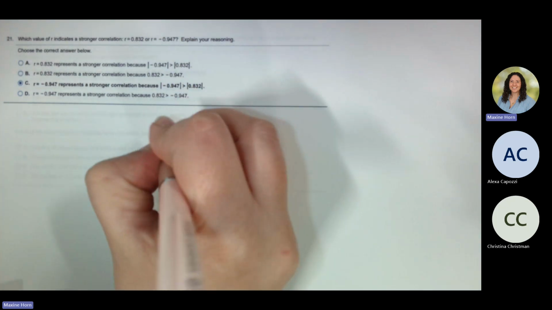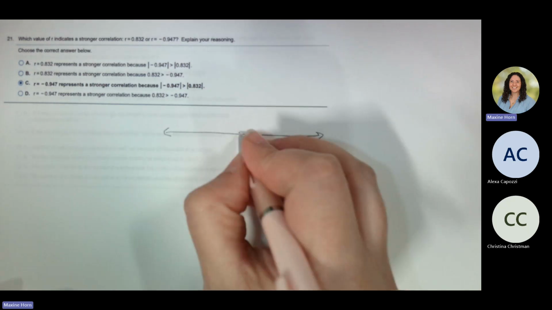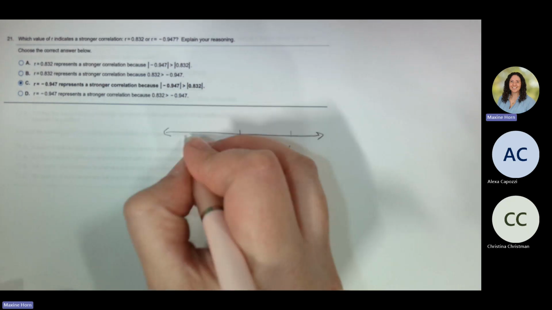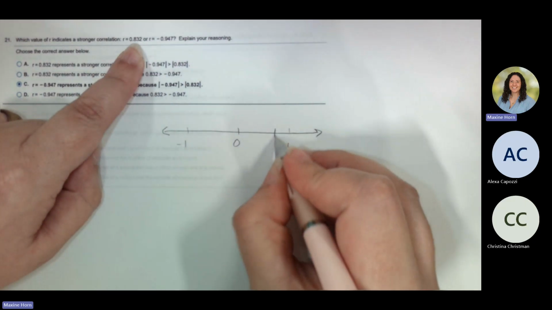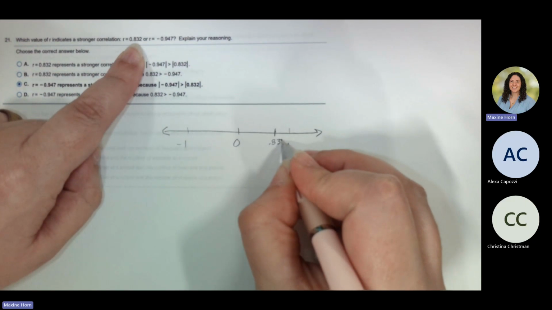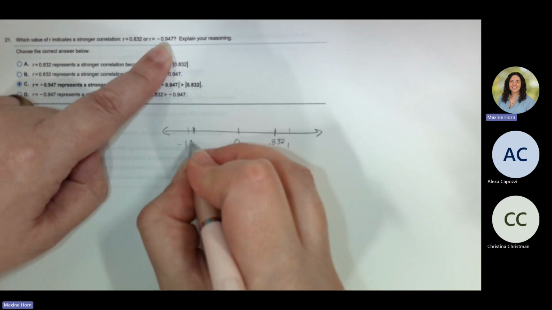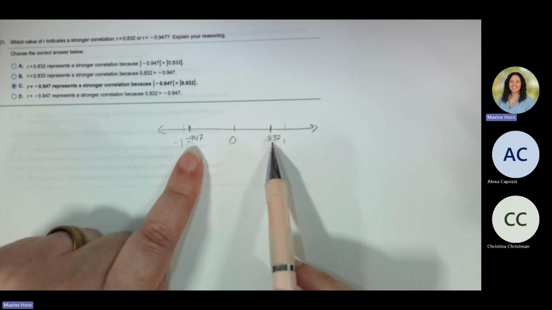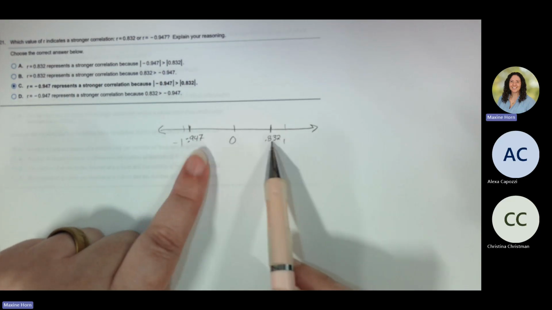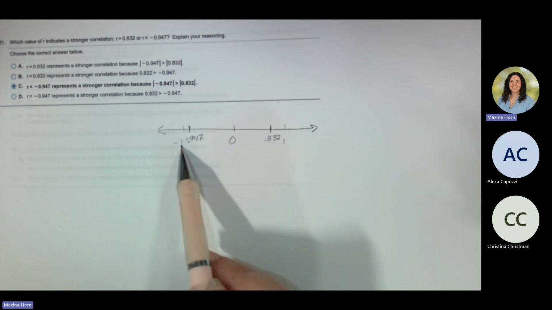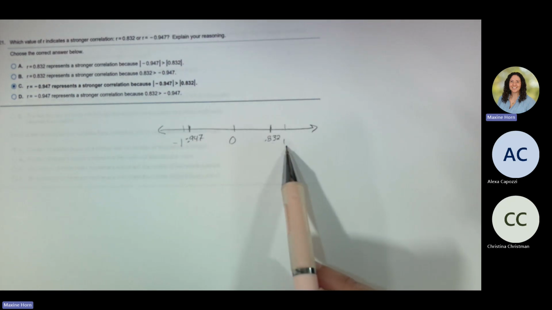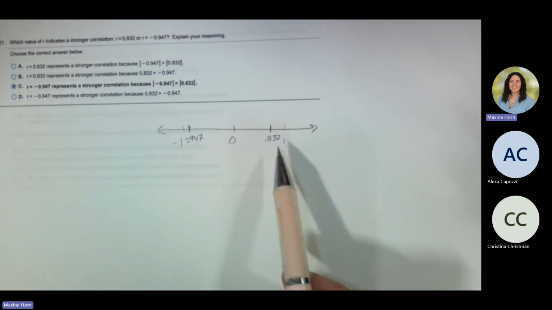So you can either just picture what's happening on the number line. I have 0, I have 1, I have -1. This is 0.832, so that's somewhere over here, and this is -0.947. You can ask which of these numbers is closer to the respective value they're trying to get towards. This is closer to -1 than this is to 1. However, a lot of people struggle with that.